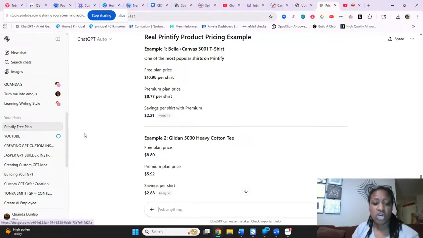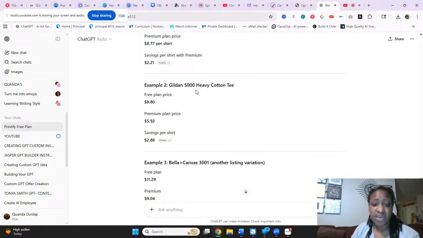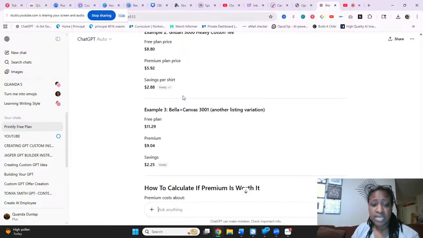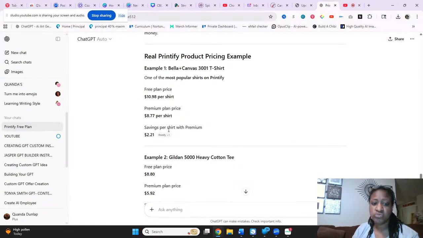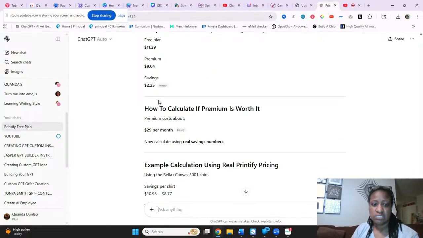Okay, so example two is a Gildan 5000 heavy cotton tee, which is $8.80 free, $5.92 premium, and you have a savings of $2.88. And then Bella Canvas 3001, another listing variation: free plan is $11.29, premium $9.04, savings of $2.20. So it looks like around $2, under $3 is your savings from free to premium.